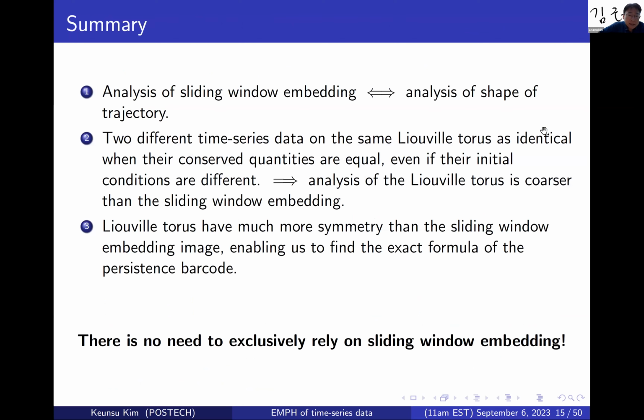In short, analysis of the sliding window embedding corresponds to analysis of the shape of the trajectory, and two different time series data on the same Liouville torus are identical when their conserved quantities are equal, even if their initial conditions or shape are different. This implies that analysis of the Liouville torus is coarser than the sliding window embedding. But I do not intend coarser to have a negative meaning.